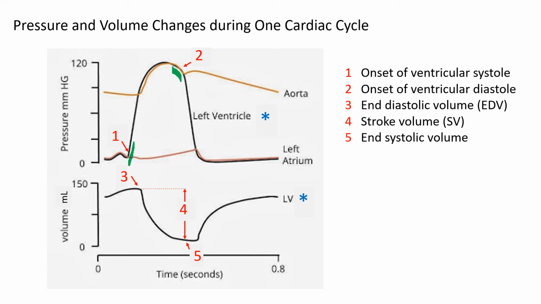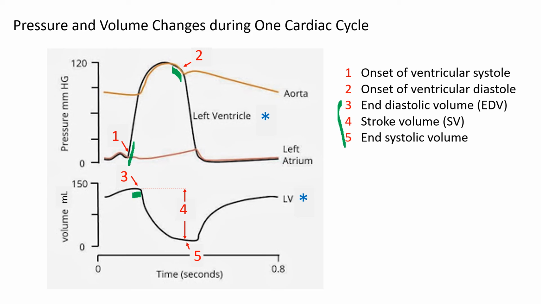Moving down to the bottom panel, we have 3 volumes to learn about. The first one is the end diastolic volume. So that's right here. The end diastolic volume is the amount of blood in milliliters that is in the left ventricle or the right ventricle, either ventricle. They hold the same volume of blood.